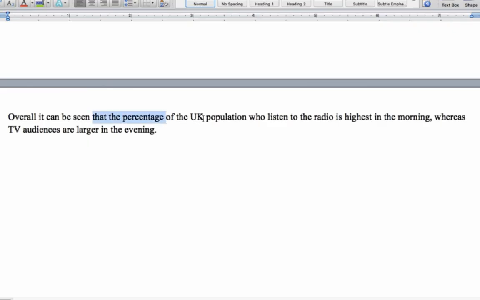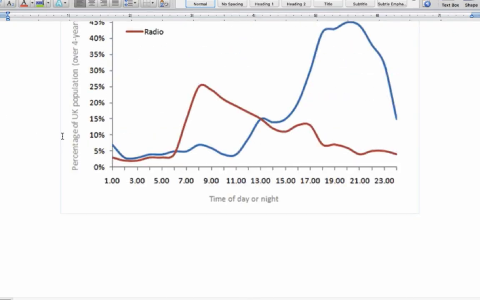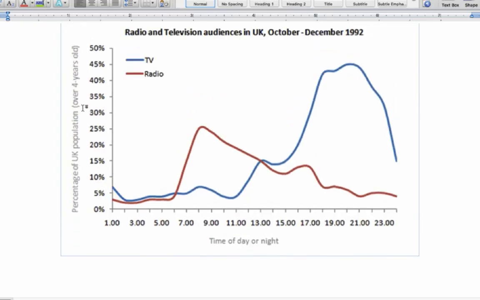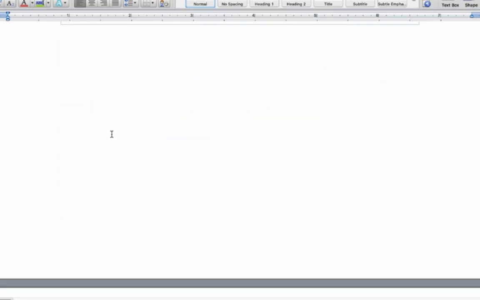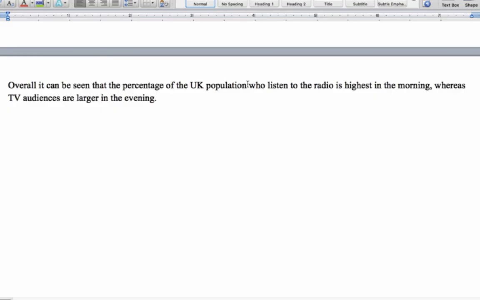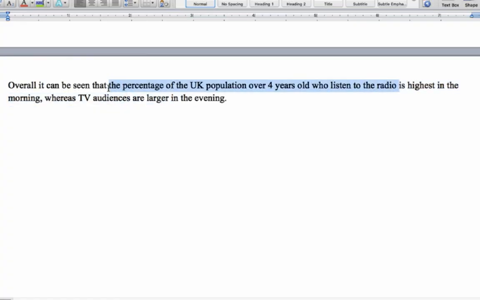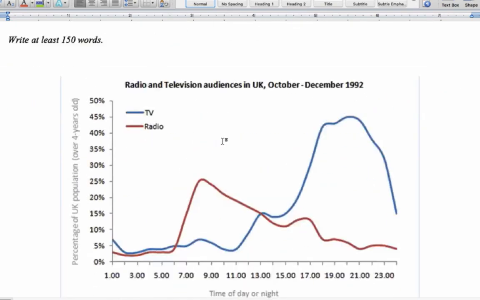That's a nice big noun phrase 3. Actually, I'm getting it from here. Percentage of UK population who listen to the radio. Maybe I could even put over 4 years old over there. It becomes a bit clumsy. Anyway, that's my big noun phrase. The percentage of the UK population over 4 years old who listen to the radio, big noun phrase 3, is highest in the morning, whereas TV audiences are larger in the evening. And that should be enough.